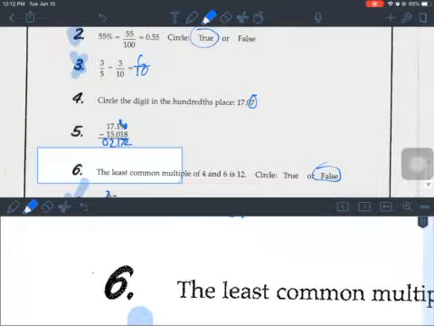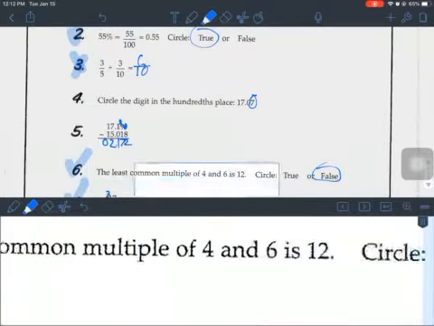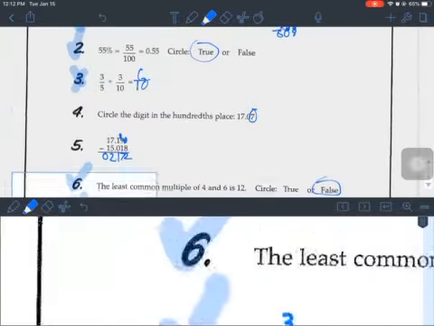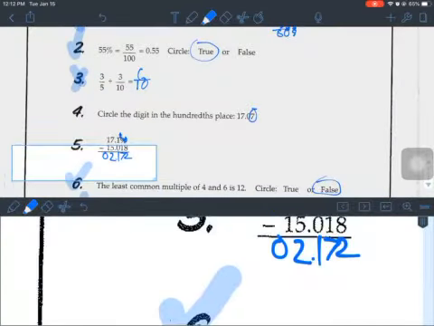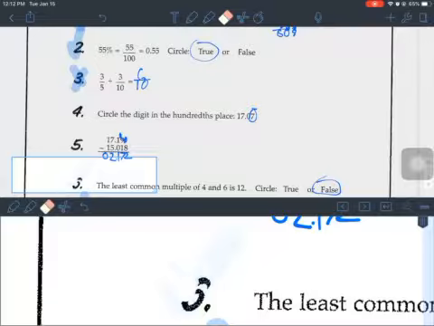The least common multiple of 4 and 6 is 12. True or false? True. Why is that true, Brianna? Well, 4 times 6 is 24, but let's look. It's kind of the same thing we're doing when we're finding the least common denominator.